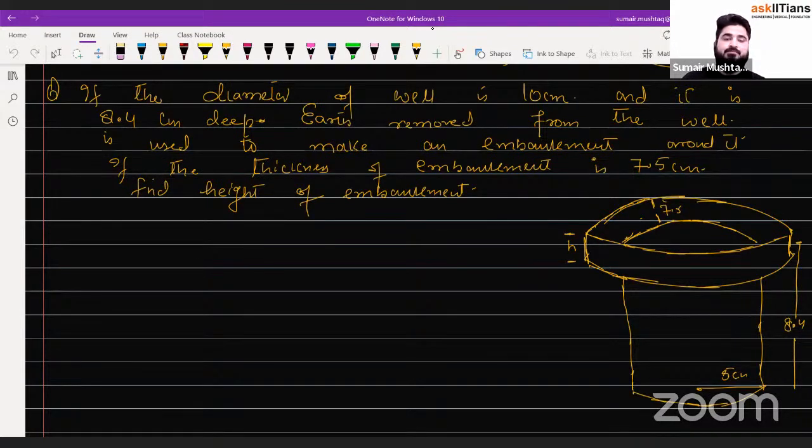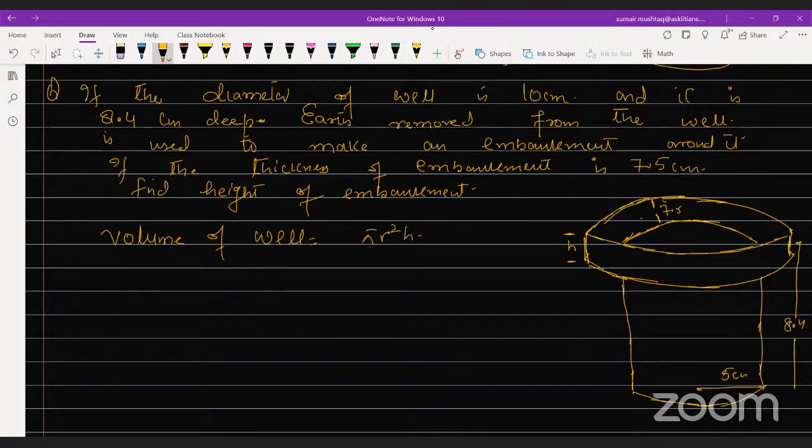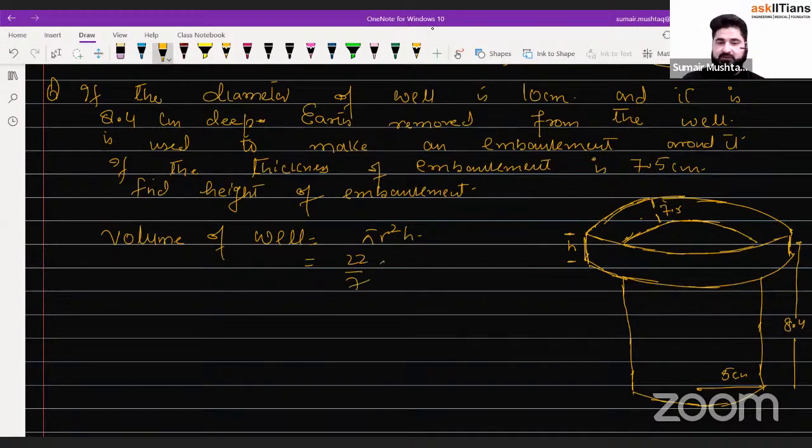What's the volume of well? Yes. What's the volume of well? Pi r square h. That's 22 upon 7 into 5 square into 8.4. See, listen, since you have to equate both of them, don't give the value to pi. Never give the value of pi in this, because when you are equating the volume of a well equal to volume of embankment, this pi and pi are going to cancel. Easy, isn't it?